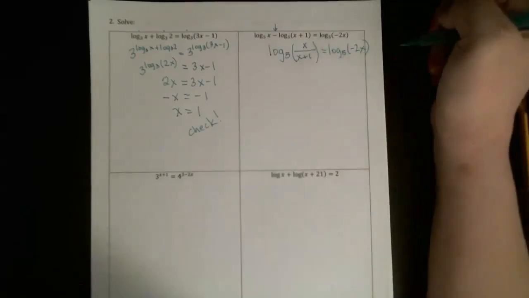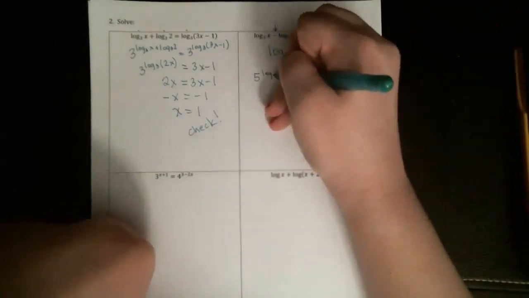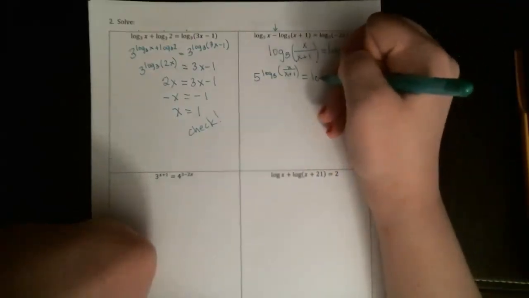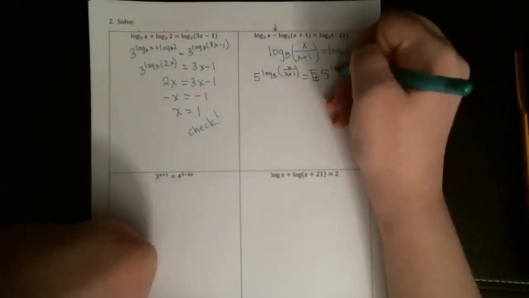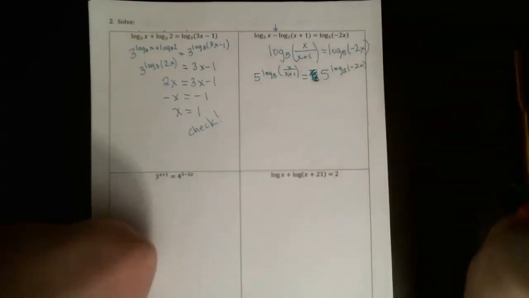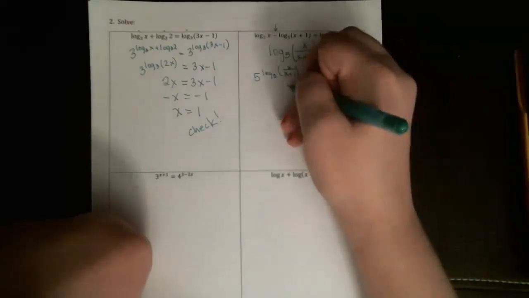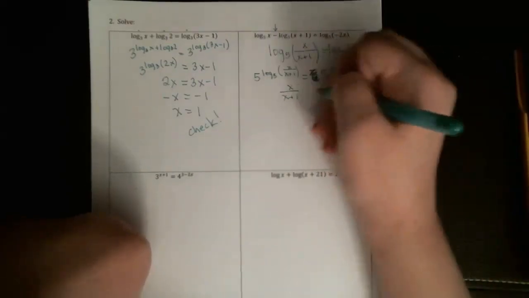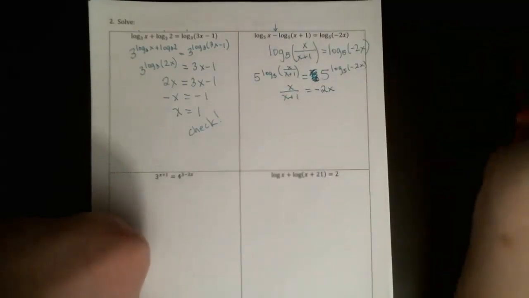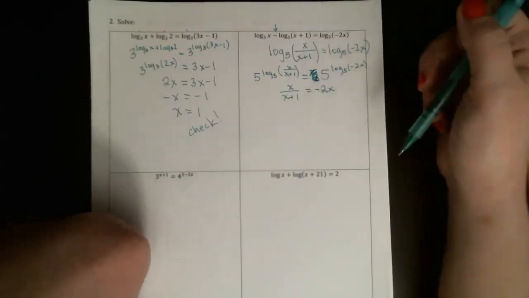Okay, now I can exponentiate with a base of 5. So I'm thinking 5 to the log base 5 of x over x plus 1 equals 5 to the log base 5 of negative 2x. The 5's and the log base 5's both happen one right after the other, so we can cancel all of that extra mess and just say x over x plus 1 is going to equal negative 2x. We have now successfully converted this log equation into a rational equation.